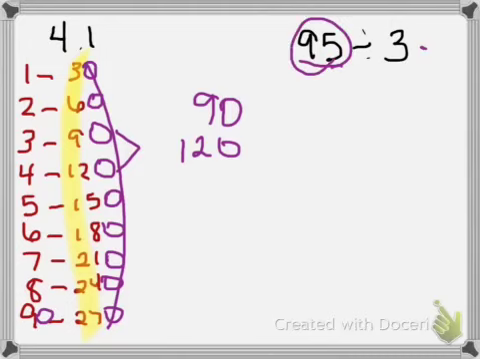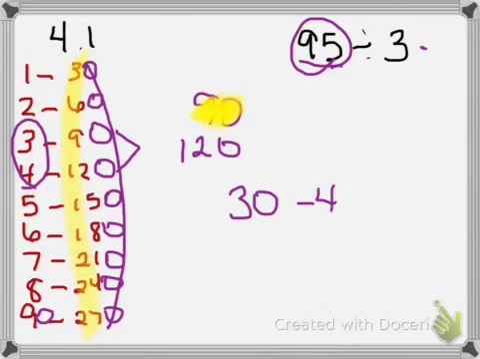When we get the answer, however, I'm going to look at these numbers. I can tell that 95 is actually closer to 90. Okay? So I can say that 95 divided by 3 is between 30 and 40. Now you may be asking yourself, Miss Frankie, where did you get 30 and 40? Well, here's where I got those numbers from.